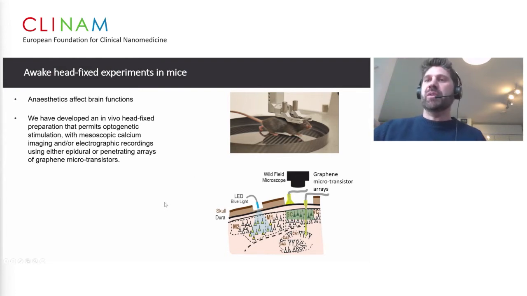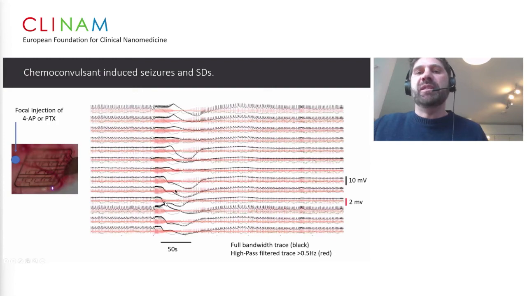And so the first proof of concept was how do these graphene transistors look when we're trying to record seizure activity? So this is an epidural device. It's on the surface of the cortex. It's in an awake head-fixed animal, and we can inject a small amount of chemoconvulsant, which should trigger what we call interictal spiking activity, which you can see in black, these spikes. Eventually, we have a seizure, and in the black here, you'll see at the end of the seizure is a spreading depolarization. Now, this black trace is the signal that we're getting with our graphene transistor arrays.